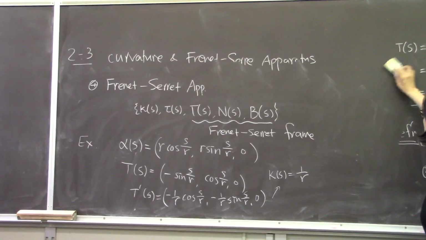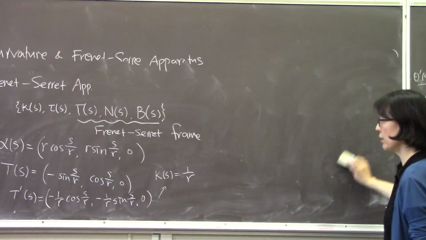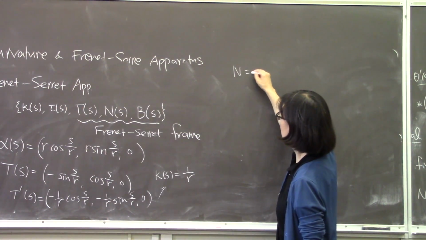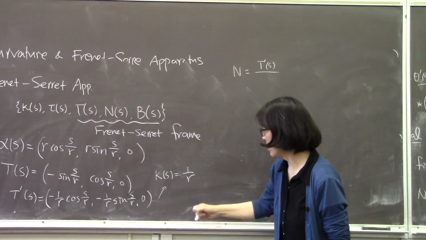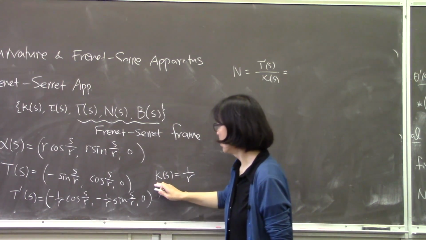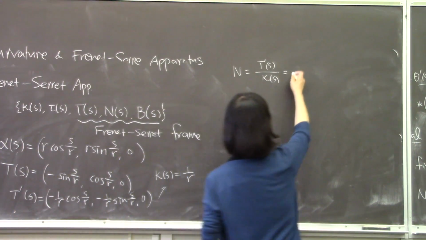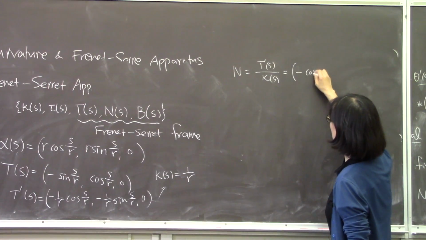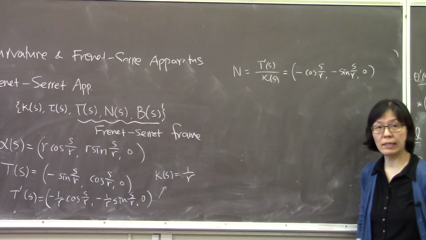Then what is N? What is the principal normal vector field? N is T prime of s over the curvature. So this divided by that, the 1 over r is gone, so that is minus cosine s over r, minus sine s over r, 0. That's N.